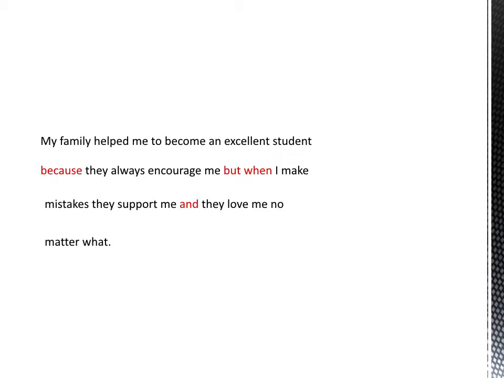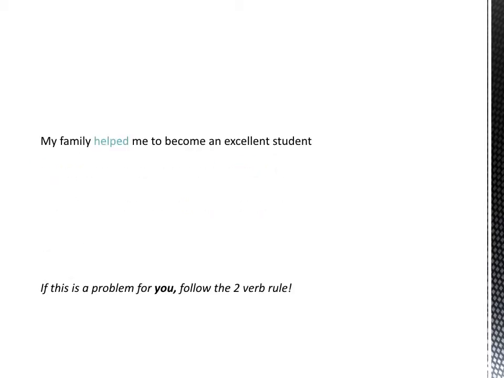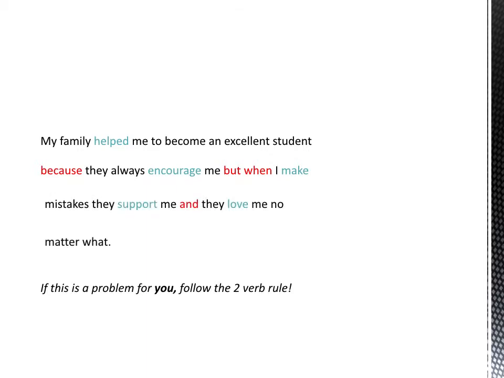In this case, I've got 2 coordinating conjunctions, but and. That's always a big no-no. If I've got 2 coordinating conjunctions, that means that I'm connecting 3 independent clauses together, and that's a run-on. I can only have 2 independent clauses in one sentence before I have to begin a new sentence. If this is a problem for you, follow the 2-verb rule. And don't connect more than two verbs together in one sentence.